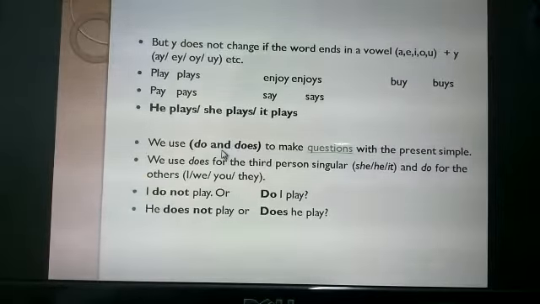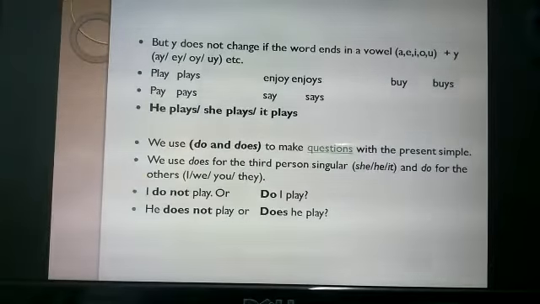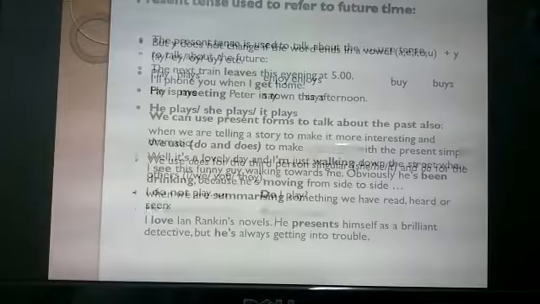Then do and does will be used in the interrogative and negative sentences with the present simple tense. So third person singular he, she and it will take does, and I, we, you and they will take do. So now let's look at the examples given. I don't play and do I play, he doesn't play and does he play.